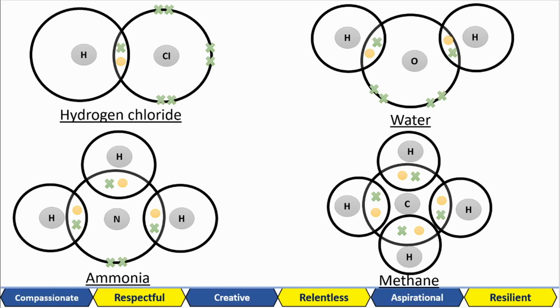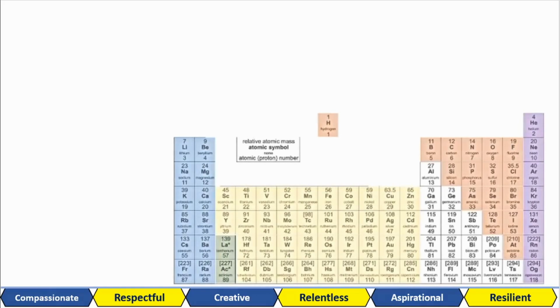Looking at the chemical formulas, hydrogen chloride is HCl. You probably noticed that's the same formula as hydrochloric acid. That's because hydrogen chloride, when you dissolve it in water, becomes hydrochloric acid. Water is H2O, ammonia is NH3, and methane is CH4. To help wrap your minds around all of that, look at this.